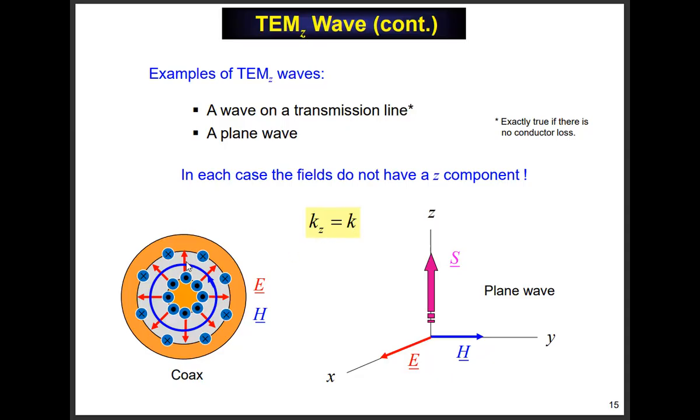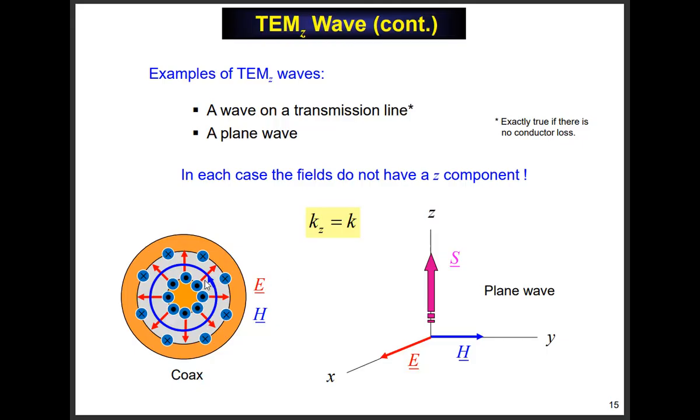And we already know that for a lossless transmission line, kz is equal to k of the dielectric. Here's a plane wave that we just talked about recently. Again, it's TEMZ. Here's E in the X direction, for example, and H in the Y direction. Neither one has a z component. Energy, the Poynting vector, is in the z direction. And we already proved that for such a plane wave, kz is equal to k, right? We already know that, even if k is complex, kz is still equal to k. It's a property of any TEMZ wave that kz is equal to k. And these are the two most common cases, a plane wave or a lossless transmission line.